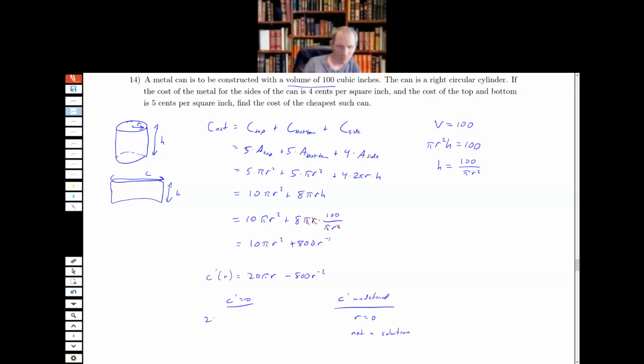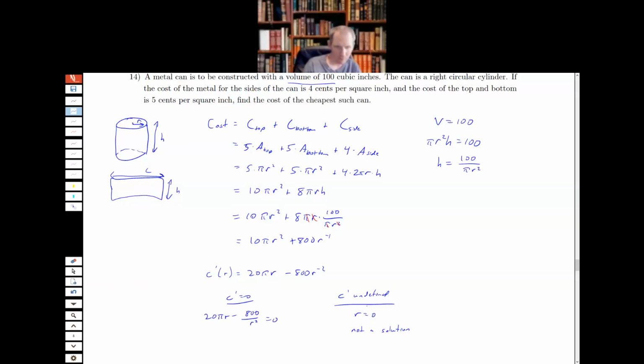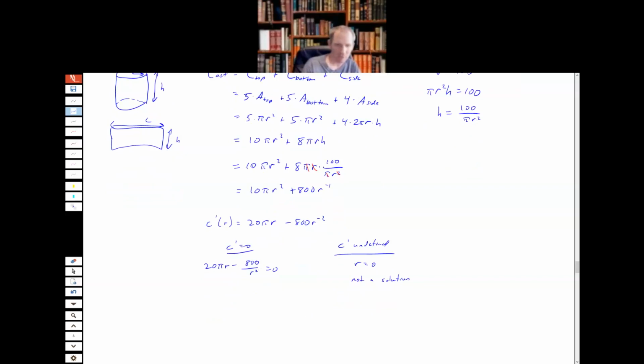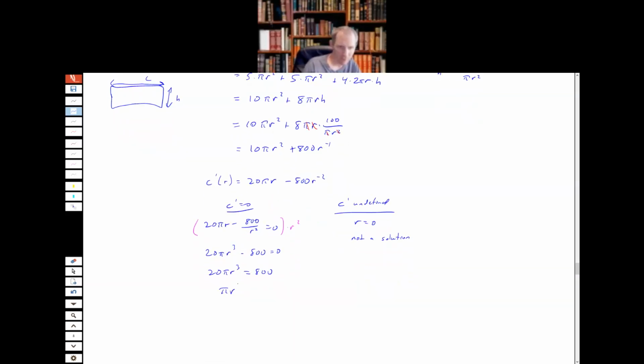Okay, so I'm going to look at C prime equals 0, so 20 pi r minus 800 over r squared equals 0. And we just said that r equals 0 is not a solution, so if I don't have to worry about r being 0, I can multiply through by r squared. That will eliminate my fractions. So we have 20 pi r cubed minus 800 equals 0. And now we just isolate the r. So 20 pi r cubed equals 800. Divide both sides by 20.